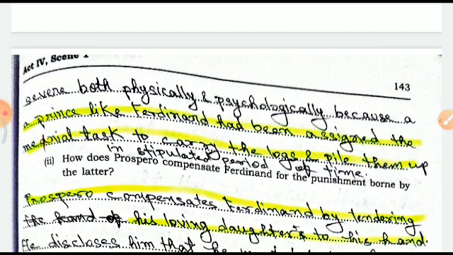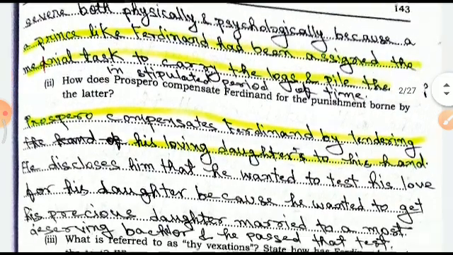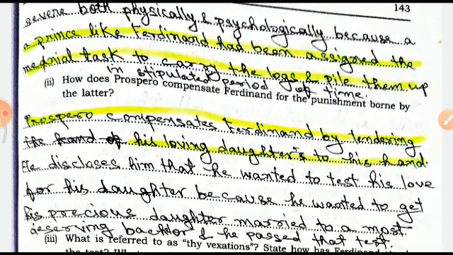See the second one. How does Prospero compensate Ferdinand for the punishment borne by the latter? Now, it should have 3 points, 3 keywords. Prospero compensates Ferdinand by tendering the hand of his loving daughter to him, and discloses to him that he wanted to test his love. Firstly, he gave his daughter's hand, then he disclosed that he wanted to test his love because he wanted to get his precious daughter married to the most deserving boy. He passed that test, right? Most deserving bachelor. So 3, 4 points are there in this answer.